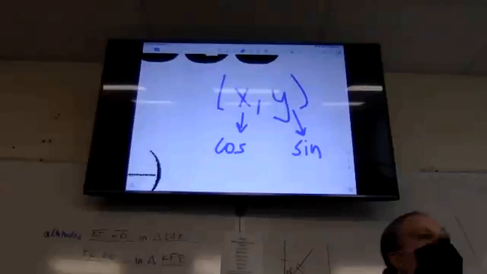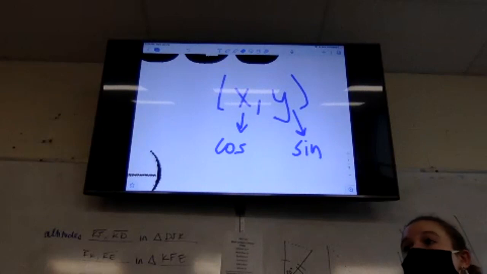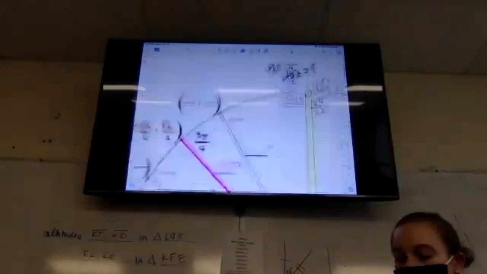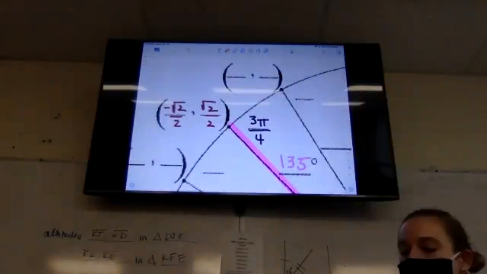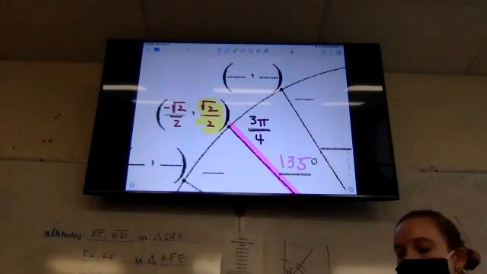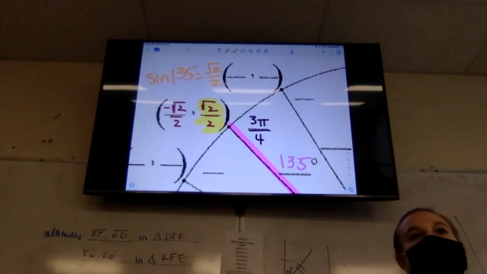So the whole point of the unit circle is I'm going to be able to say, hey, what's sine of 135 degrees? And you're going to be able to look at your unit circle and go to whatever angle I said. I just said 135. And then sine is your y. So I would go to my y value there and say, okay, sine of 135 is equal to √2/2.